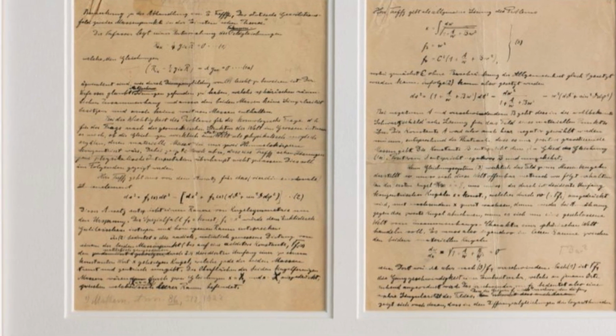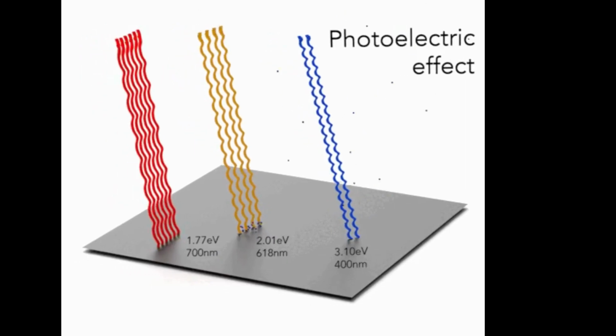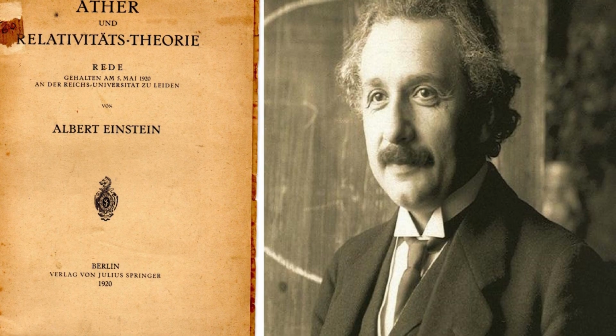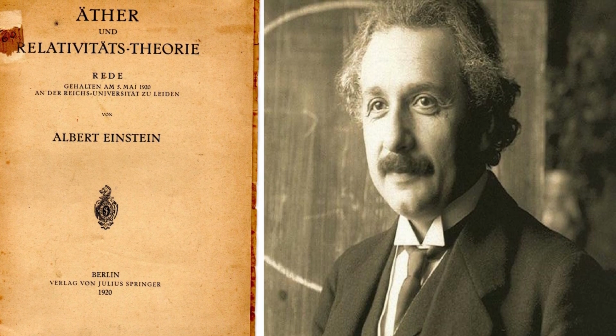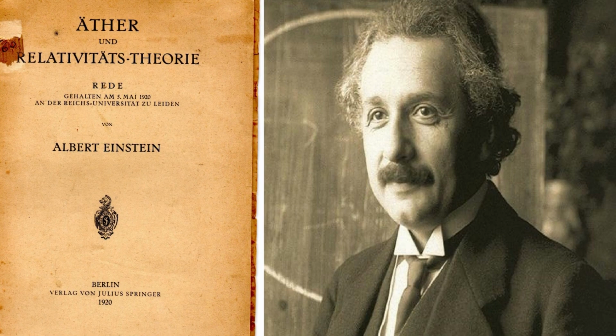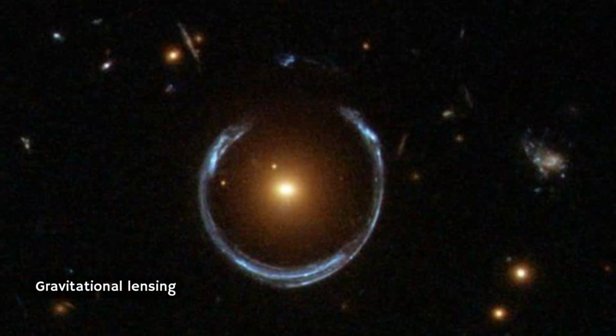His explanation of the photoelectric effect, showing that light could behave as both waves and particles, was revolutionary. But it was his theory of special relativity, published in the same year, that truly rocked the foundations of physics. It introduced the idea that space and time were not absolute but relative to the observer's motion.